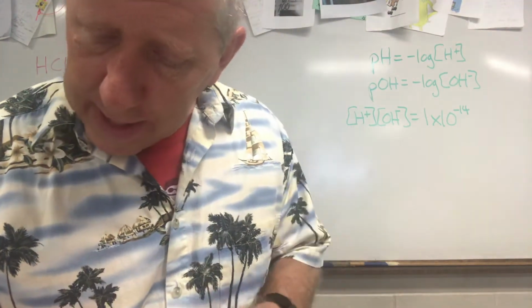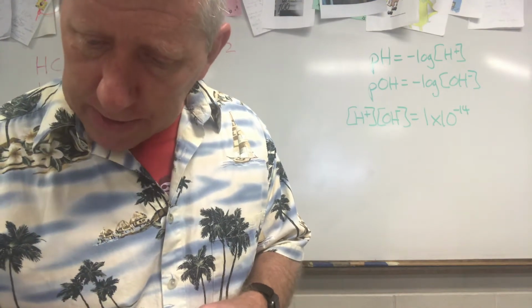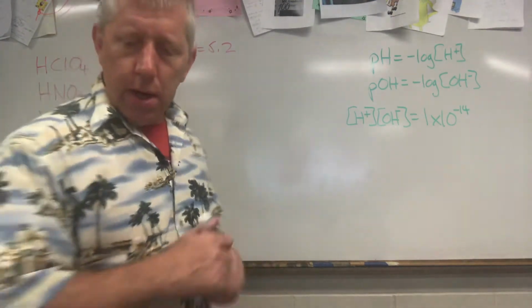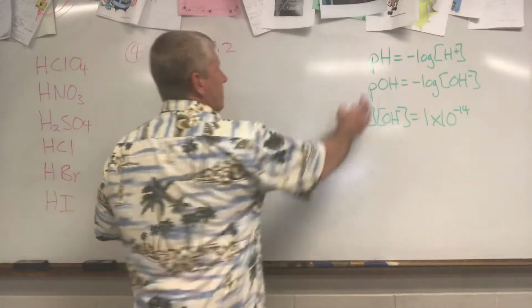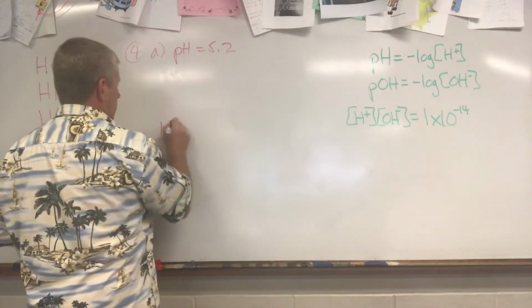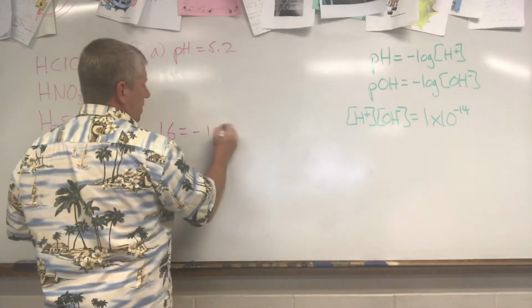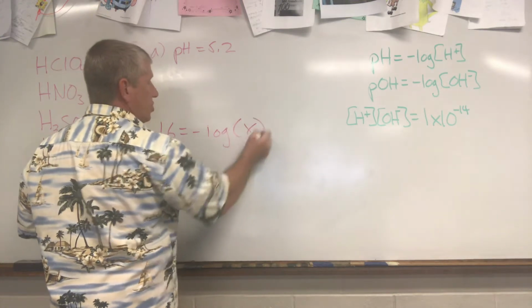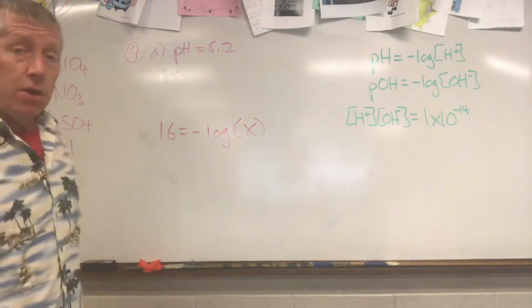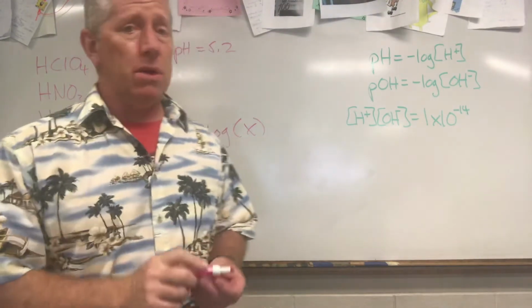So what would the concentration be? pH of 16. Okay, so the pH of 16 equals negative log, and you want to know the H concentration. I know the answer. I don't have to hit it. Not because I looked, no, because I know.